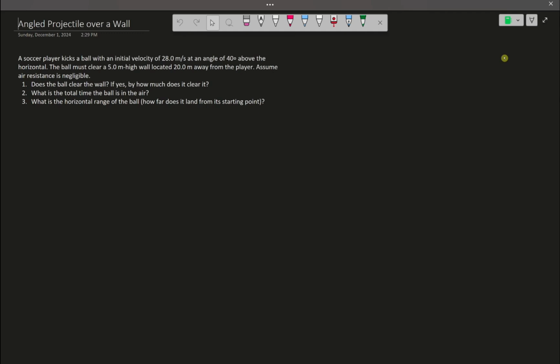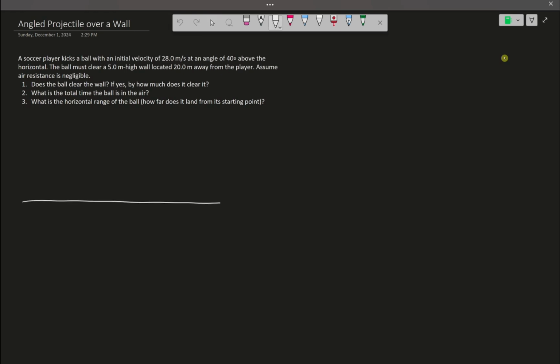Alright. A soccer player kicks a ball with an initial velocity of 20 meters per second at an angle of 40 degrees above the horizontal. The ball must clear a 5-meter high wall located 20 meters away from the player. Assume the air resistance is negligible. So the first thing I'm going to do is draw a picture of this.